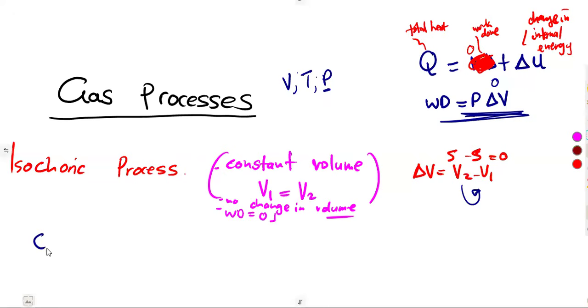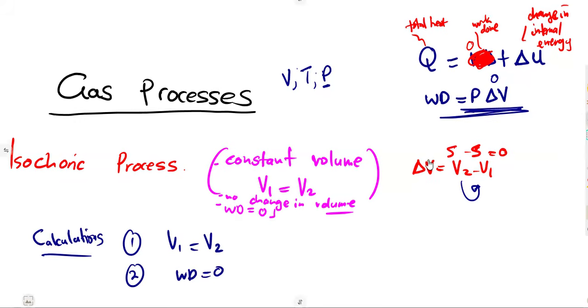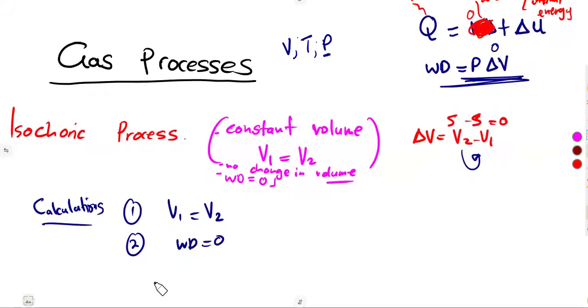So let me just write calculations here that you're going to need. So I'm going to go to the PV diagram very soon. So I was just going to refer to that one. So remember we said V1 is equal to V2 and work done is equal to 0. So meaning to say Q is equal to what? The change in internal energy.